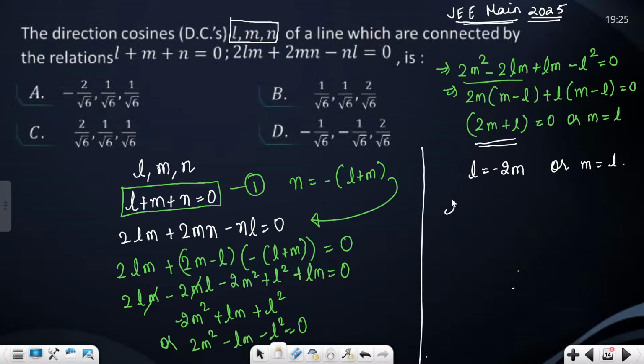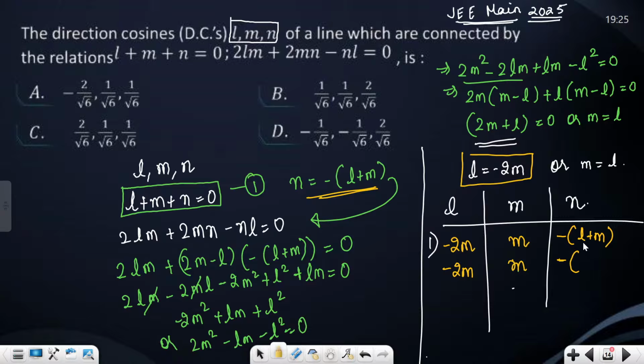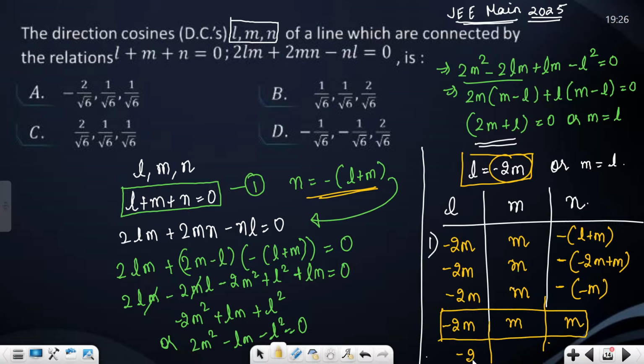Now understand what is happening. This is your L, this is your M, and this is your N. Let us try getting everything in terms of M. So M is M only, L will be minus 2M, and N is minus of L plus M. So this is minus 2M, this is M, and this is minus of minus 2M plus M, which is plus M. So here you are getting the ratio minus 2 comma 1 comma 1.